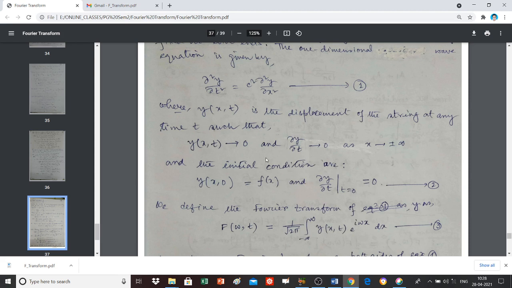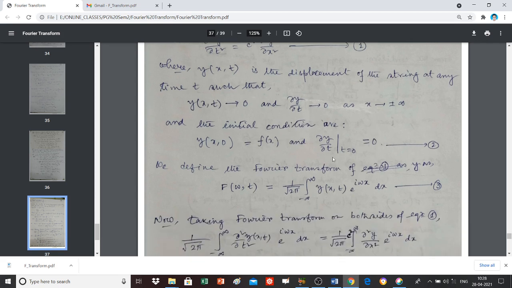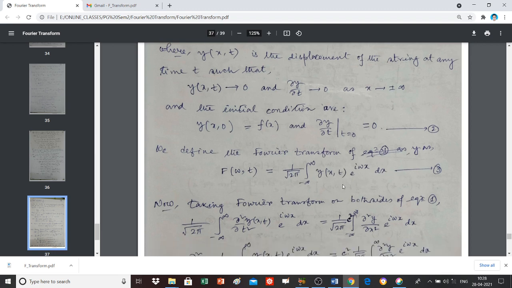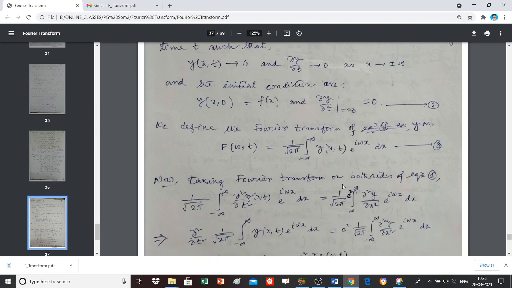So the boundary conditions are these. When x is equal to plus minus infinity, y of x, t tends to 0 and del y by del t also tends to 0, and when t is equal to 0, y of x, 0 is equal to f of x, and del y by del t at t equal to 0 is equal to 0. These are the two sets of conditions. Now we define the Fourier transform of the function y: F of omega, t is 1 by root 2 pi, integral from minus infinity to plus infinity of y of x, t e to the power i omega x dx. This is the definition, you know it, and there is nothing to discuss about it.